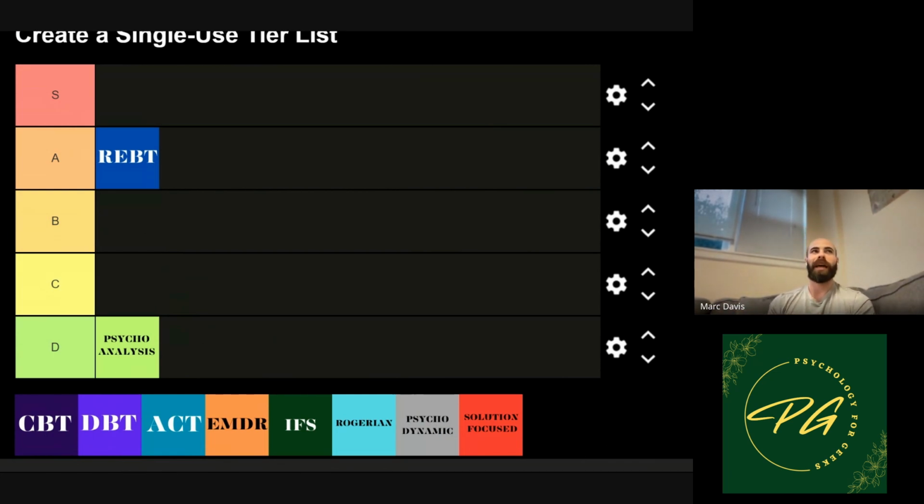Solution focused is like, okay, I don't want to hear too much about the problem. I want to hear about the solution. I want to hear about when it's less of a problem. Let's build up the solution that already exists and make it stronger. It's strengths based.